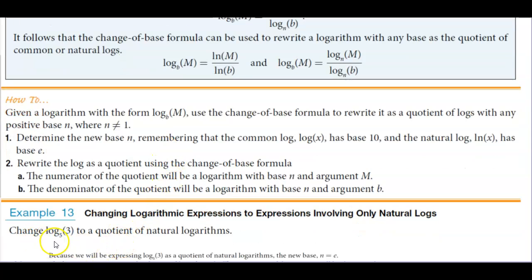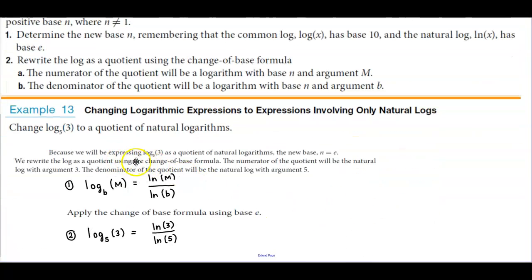So we want to be able to change the log of base 5 of 3 to a quotient of natural logarithms. Given a logarithm of the form log base b of m, we're going to use the change of base formula to rewrite it as a quotient of logs with any positive base n, where n cannot equal 1. Step 1, we're going to determine the new base n, remembering the common log of x has a base of 10, and the natural log has a base of e. Step 2, we're going to rewrite the log as a quotient using the change of base formula. For part A, the numerator of the quotient will be a logarithm of base n and argument m, and the denominator of the quotient will be a logarithm with base n and argument b.